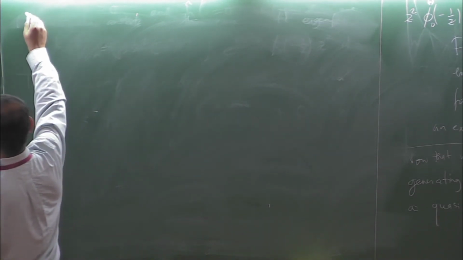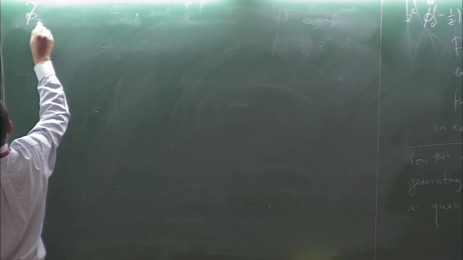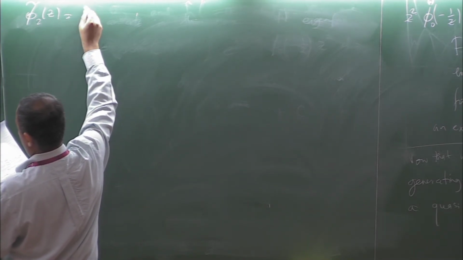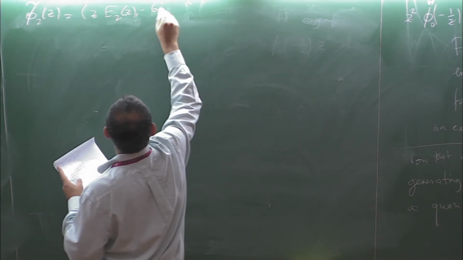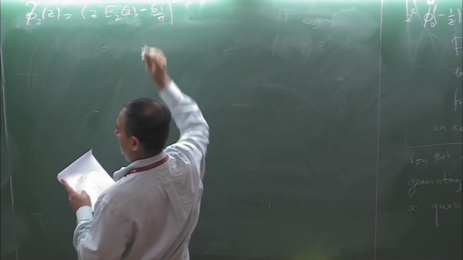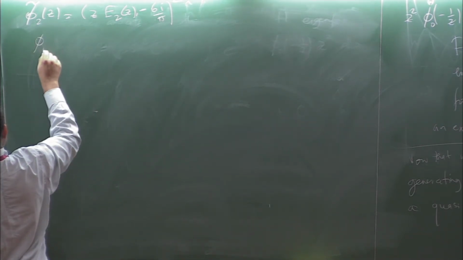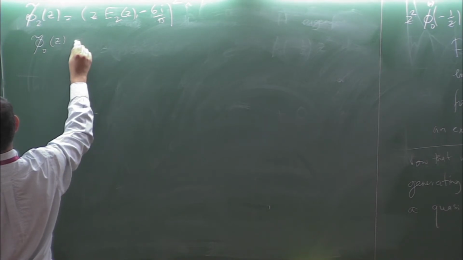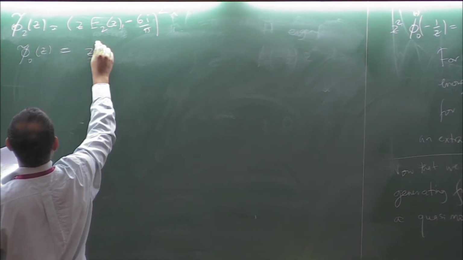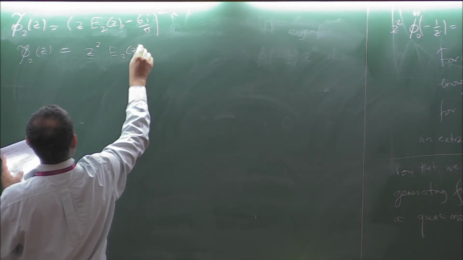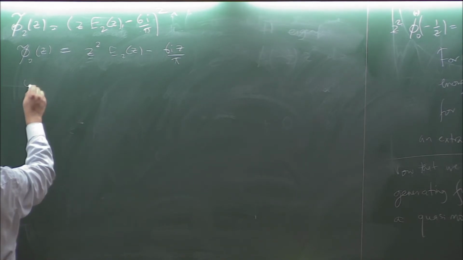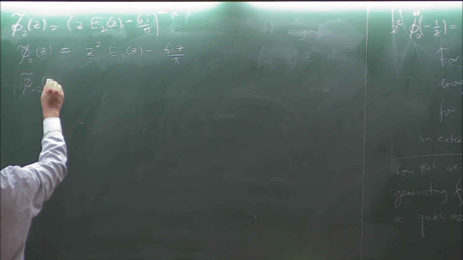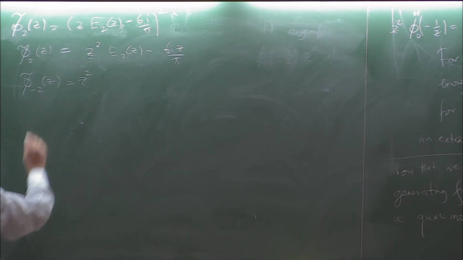Okay, then on the z side, phi 2 tilde of z is z E2 of z minus 6i over pi squared. Phi 0 tilde of z is z squared E2 of z minus 6iz over pi. Phi minus 2 tilde of z is z squared. Okay, so these are the expressions.